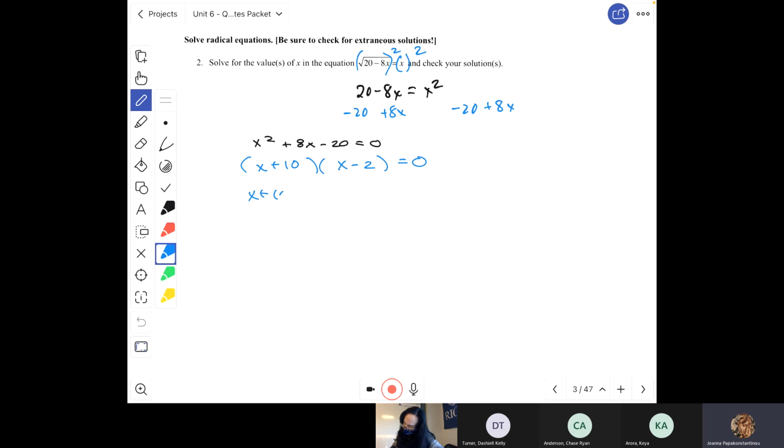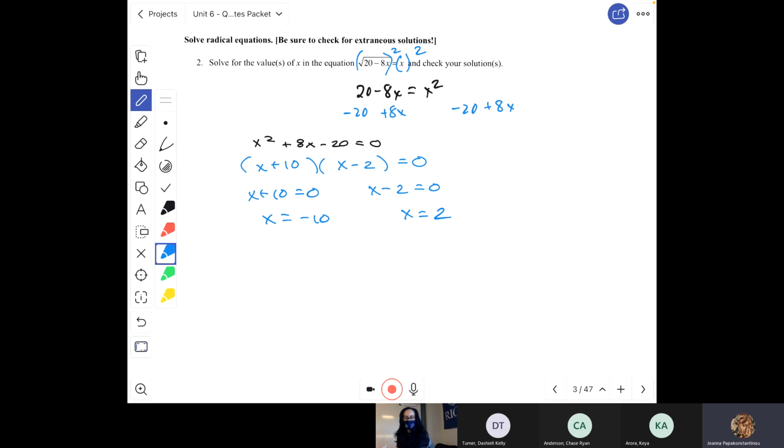Zero product property says set each of those little factors equal to 0 and solve for x. So I get x equal -10 and x equal 2. Check those solutions in the original equation. And here we do want to address the fact that we have to be careful with the radical. So maybe go back to this one, this 4. Check those and tell me, do we have any extraneous solutions?